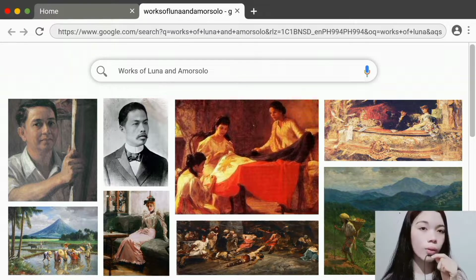Today we, Group 1, are going to tackle the works of Fernando Amorsolo.